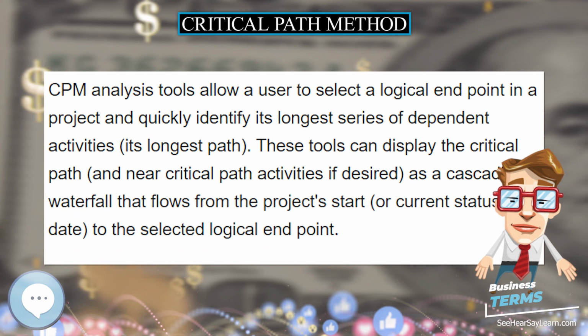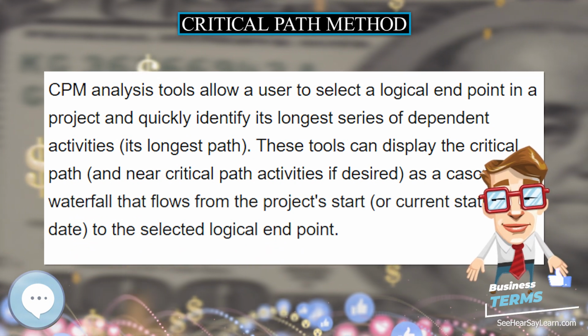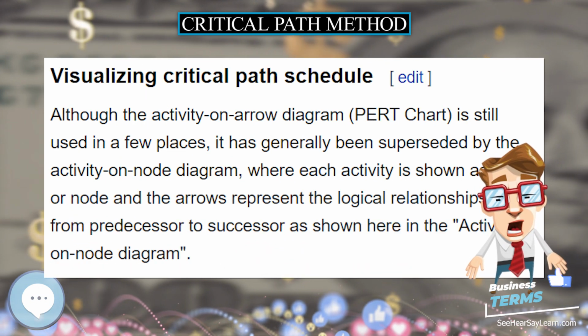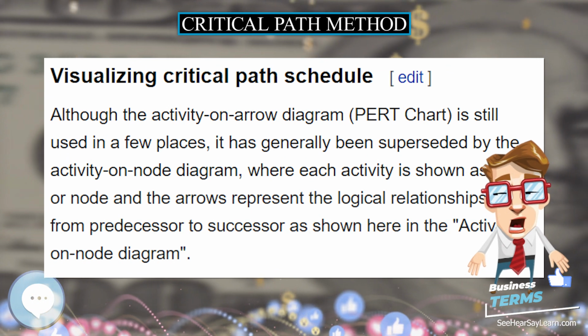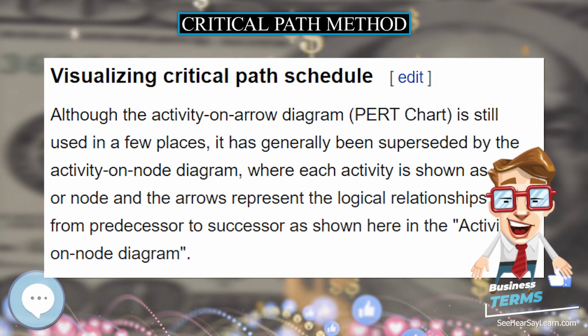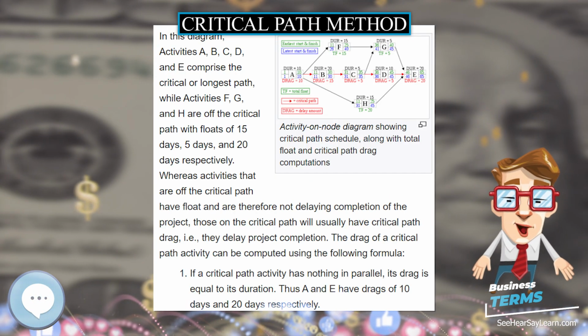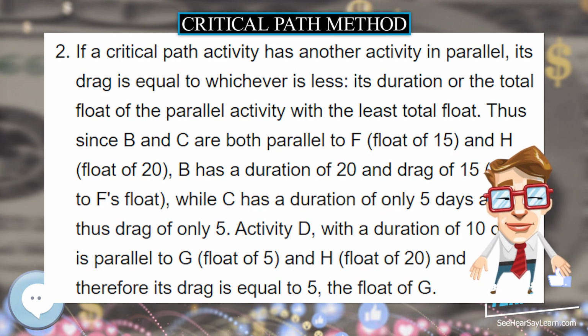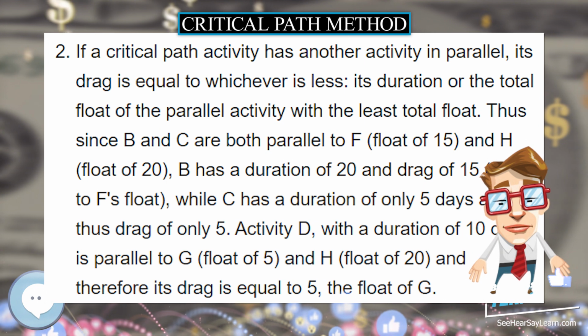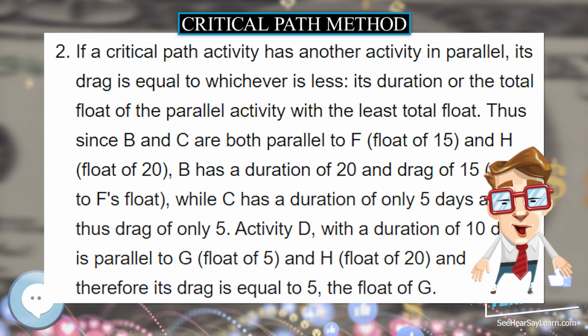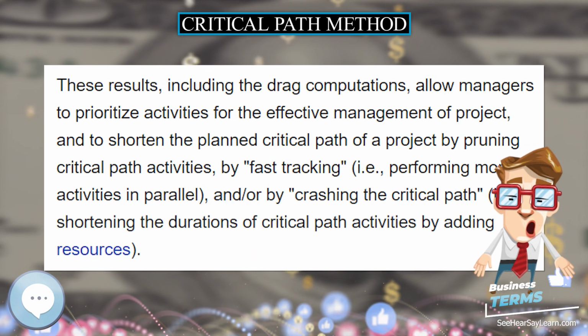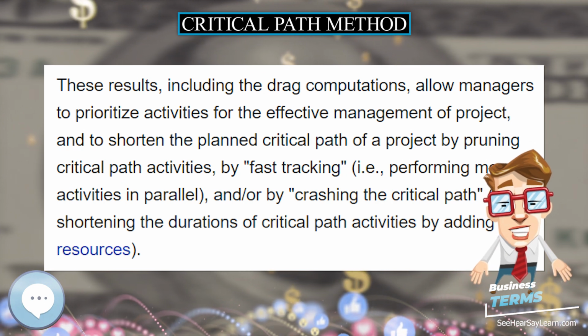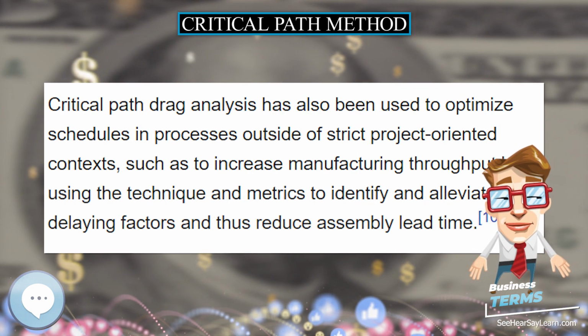These results, including the drag computations, allow managers to prioritize activities for the effective management of the project, and to shorten the planned critical path of a project by pruning critical path activities, by fast-tracking, i.e., performing more activities in parallel, and/or by crashing the critical path, i.e., shortening the durations of critical path activities by adding resources.